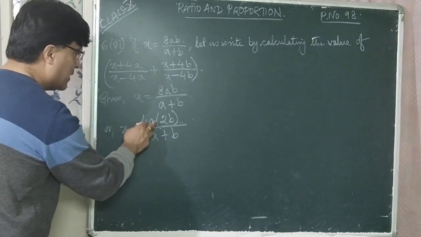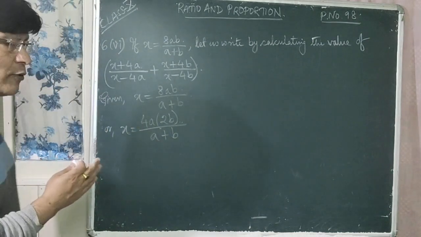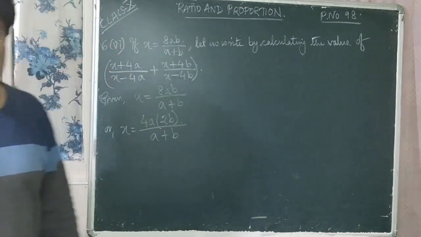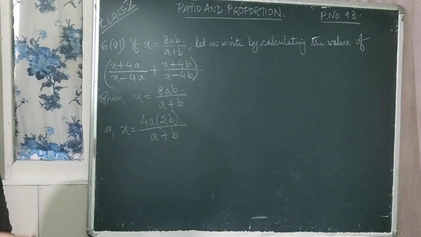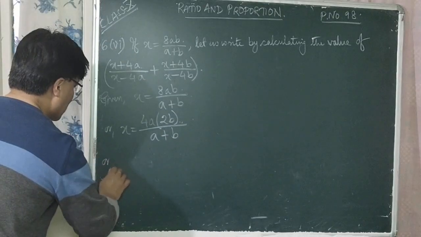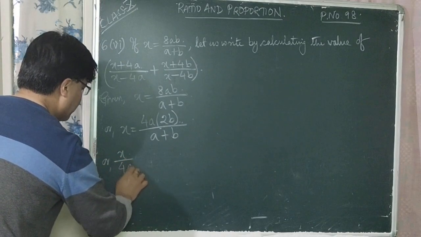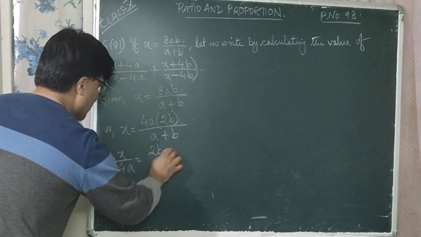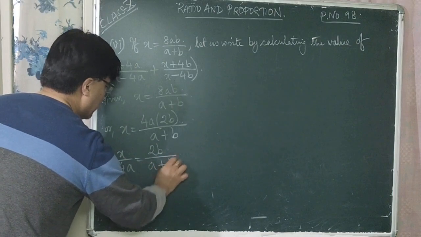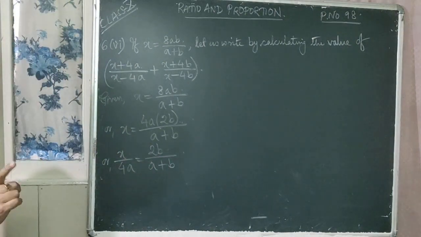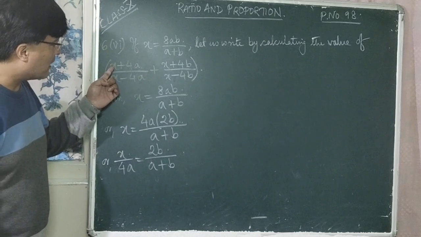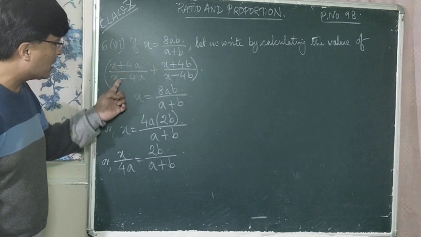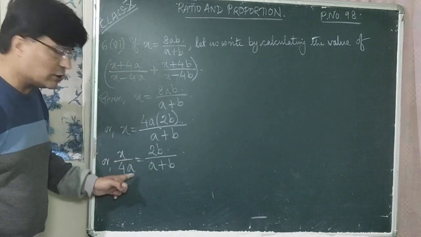Since it is 4a into, so when this 4a goes to the left hand side, you should write it in the denominator on the left hand side. That is x upon 4a is equal to 2b divided by a plus b. So now in order to get the value for x plus 4a upon x minus 4a, let us use componendo and dividendo.